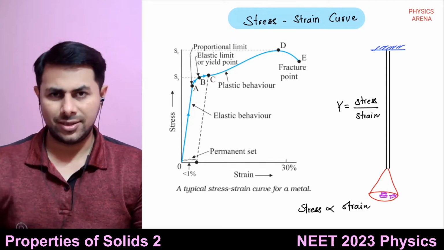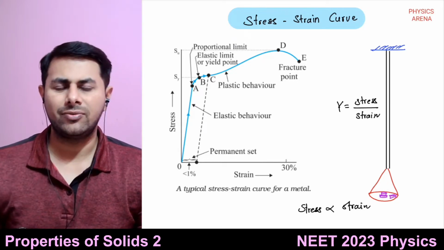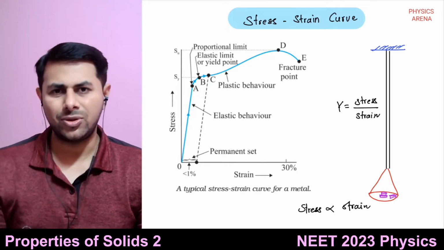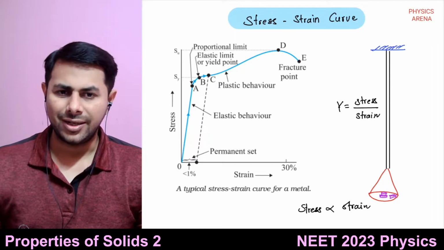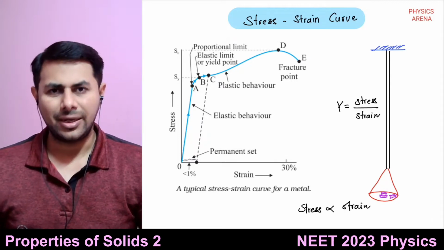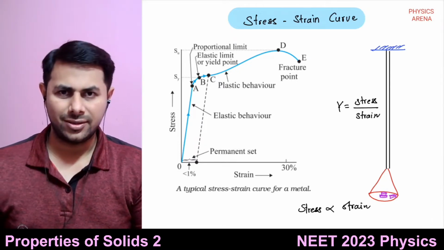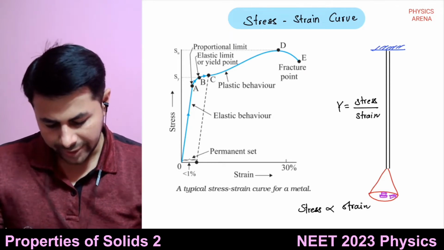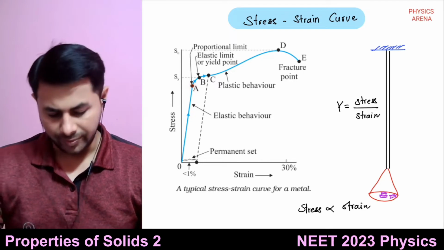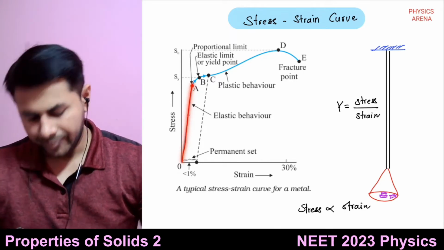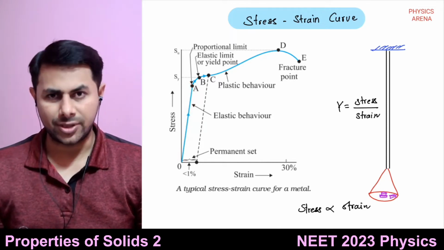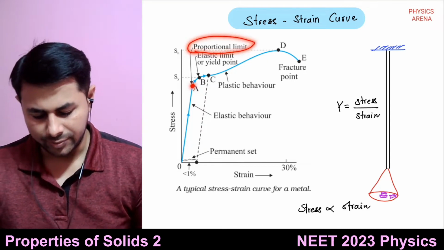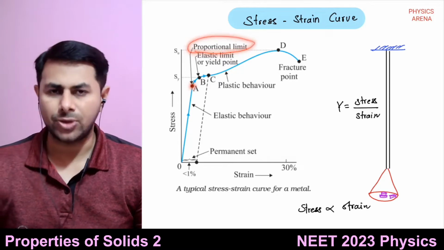Now if you keep on adding the weights, the length of the wire increases. If you remove the weights, the length is restored back. That means the wire is elastic, completely elastic till this point A. Till the point A, the stress is directly proportional to strain. So this point is known as the proportionality limit. Point A is known as the proportionality limit.